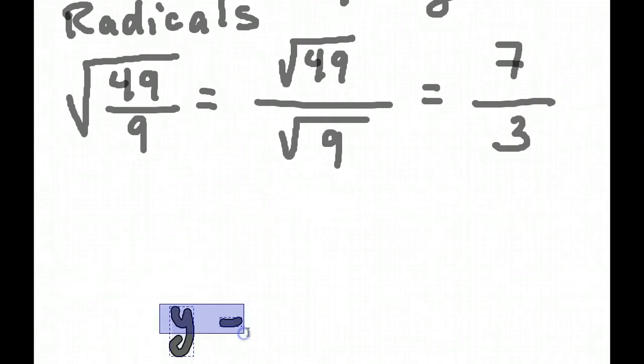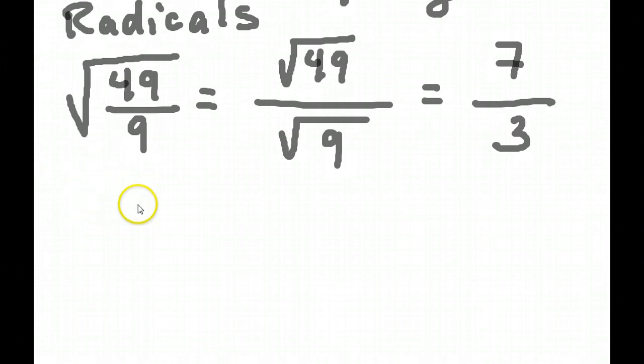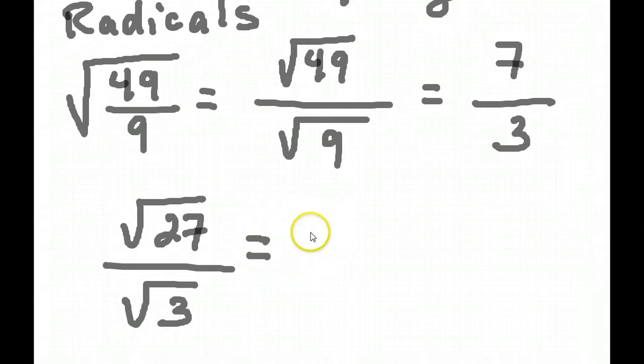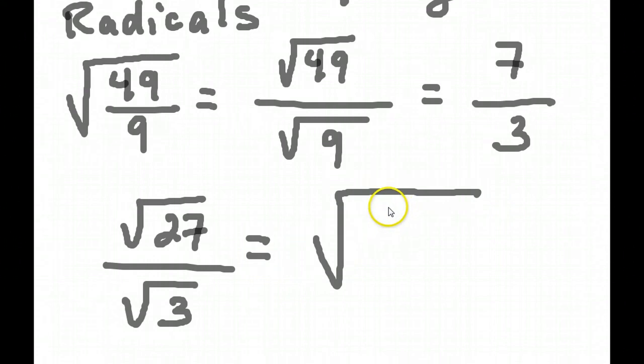So now, what if it's not a perfect square? What if we have something like this, the square root of 27 over the square root of 3? Okay, so neither of these are perfect squares, but we can actually look at what's under the radicand first. So we can rewrite this as the square root of the fraction 27 over 3.